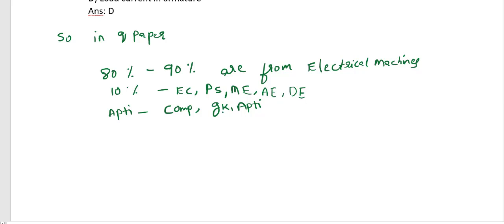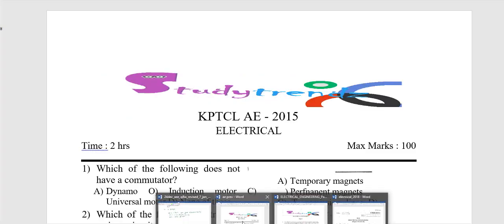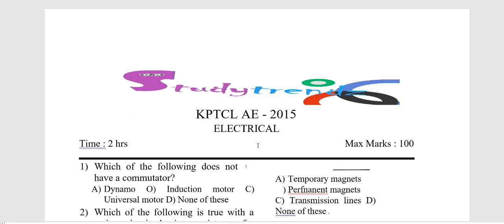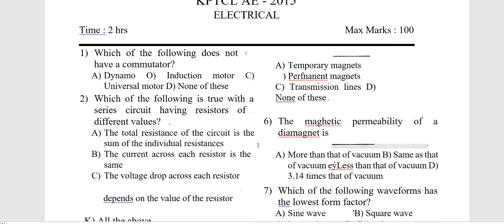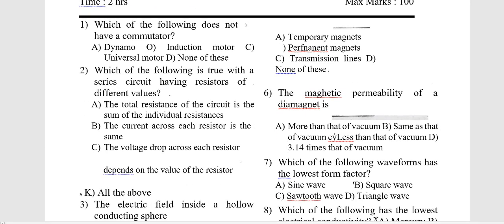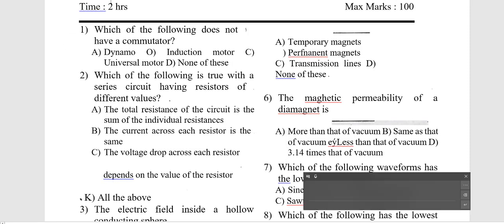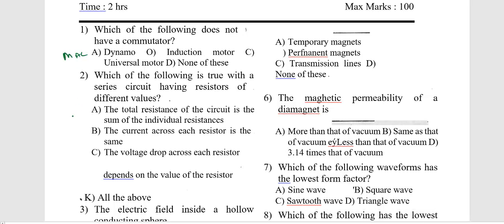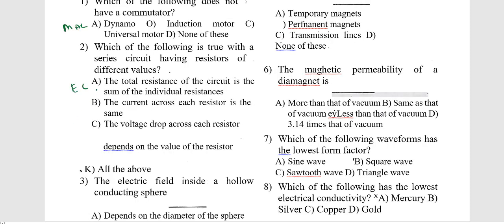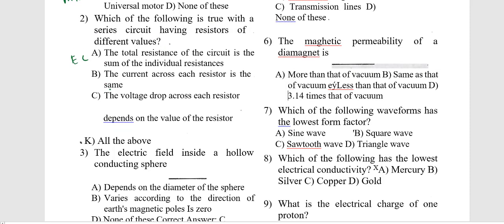So let's see the other paper. I have quite a good amount of the KPTCL AE 2015 paper. See, the first question is from machines. Second question, electrical circuits. Very easy question, but typically it changes. Which of the following is true with a series circuit having resistances of different values?